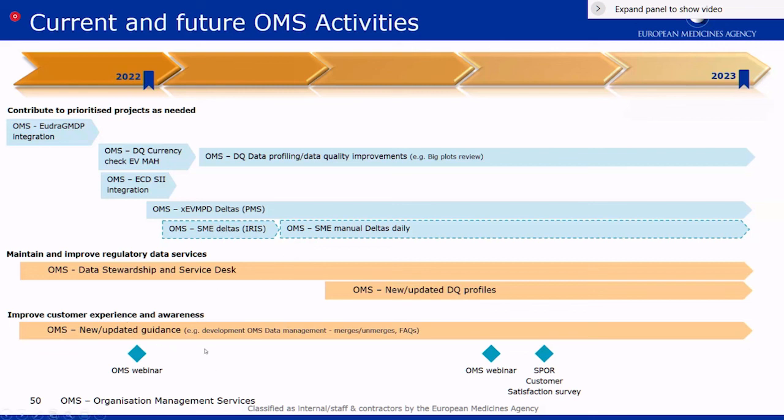And as part of the customer experience, we'll continue creating new documentation. One that we have in our pipeline is the creation of an OMS data quality management document, where we'll describe in detail how the merge and the unmerge happen. Also our OMS FAQs. This is already published in our dictionary, but it is a constant improvement. For example, after this session, I'm sure there will be a lot of questions, and we'll integrate them into our current document. We are today in this OMS webinar. In the second part of the year, we plan to deliver another webinar as well as another customer satisfaction survey.